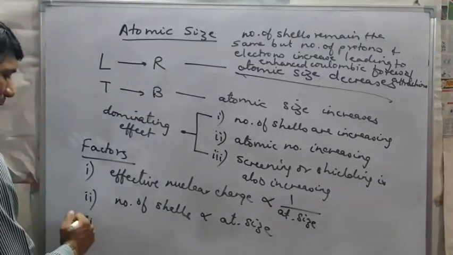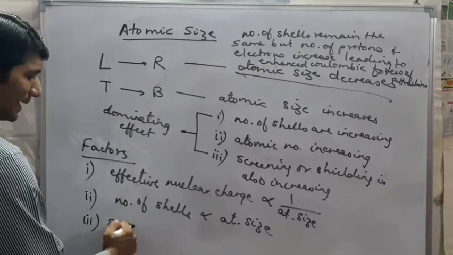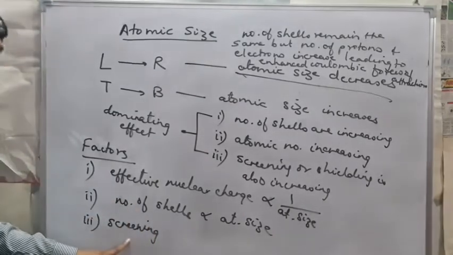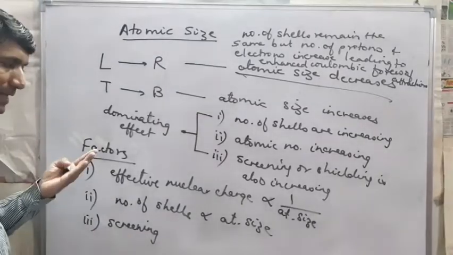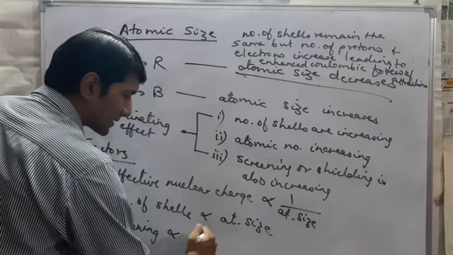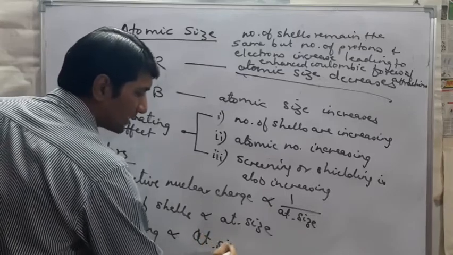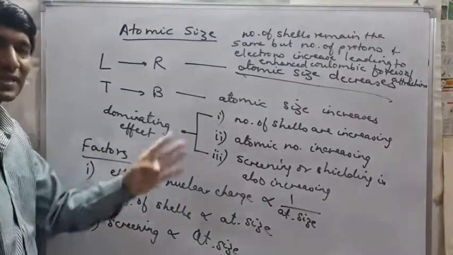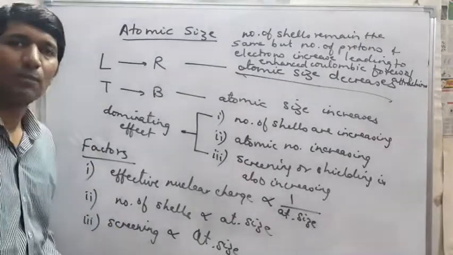In terms of the third point, when we are talking about screening, if the screening increases, then the atomic size also increases. So it is directly proportional to the screening or shielding. Just have a look and understand those points.